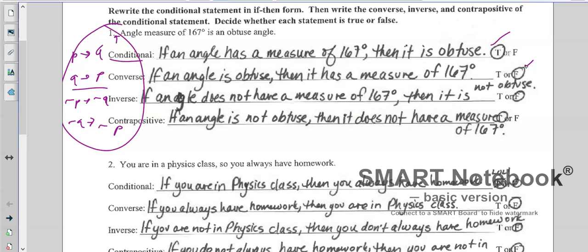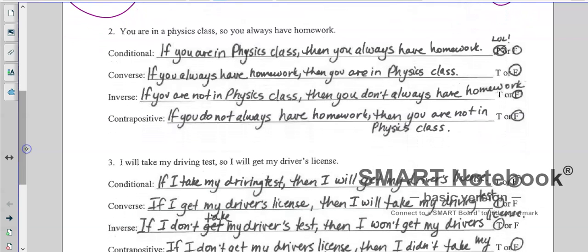The last one: if an angle is not obtuse, that means it's acute or right, then it does not have a measure of 167. Well, if it's not obtuse, which means it's acute, then it won't be 167. If it's right, it won't be 167. If it's straight, 180, it won't be 167. So that's a true statement. These can be confusing. Don't be in a hurry on them.